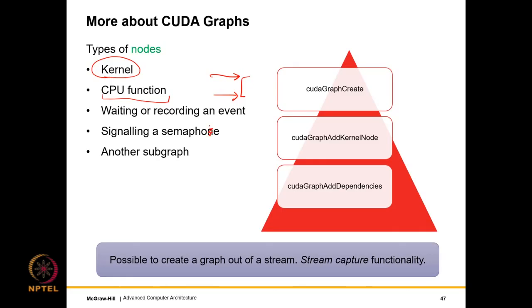Then, of course, signaling a semaphore. Signaling a semaphore is basically a signaling mechanism, a more sophisticated version of locks and unlocks, where if one thread is waiting on a lock, another thread can come, signal it to unlock, and this thread will start. So that is signaling a semaphore.